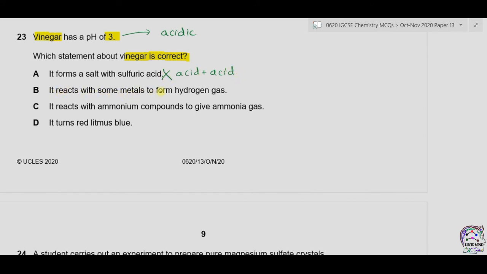B. It reacts with some metals to form hydrogen gas. Now acid can react with metal to form salt and hydrogen. So B is correct. C. It reacts with ammonium compound to give ammonia gas. Now this is true for alkalis or bases, but not for acids. So C is wrong. D. It turns red litmus blue. Now this is wrong because acid turns blue litmus to red. The correct answer is therefore B.